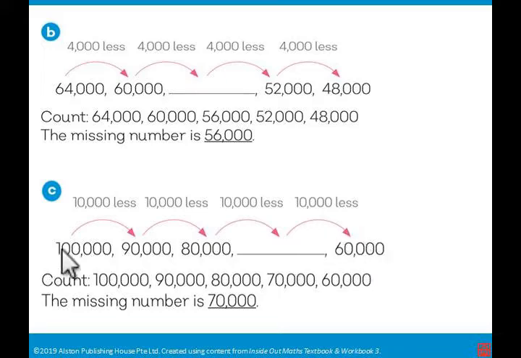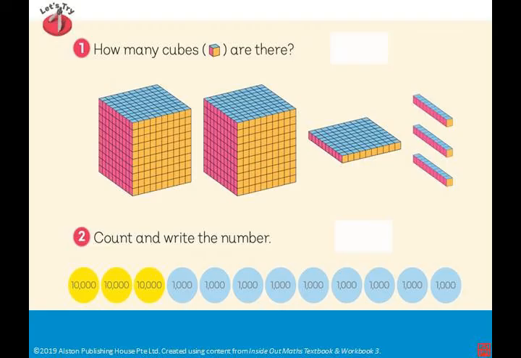So if we count 100,000, 90,000, 80,000, 70,000 and 60,000, the missing number is 70,000 because we less 10,000. Do you understand? So just follow the pattern, then you can answer the following question.